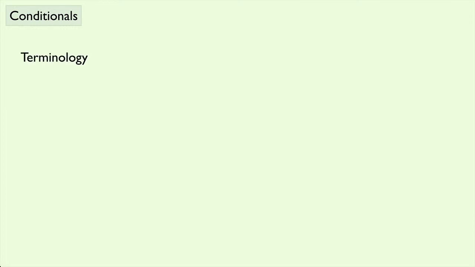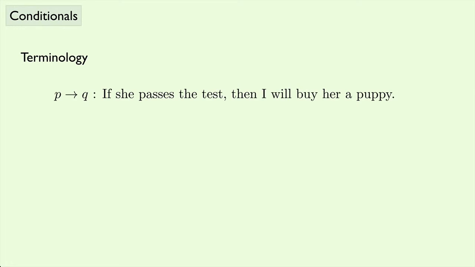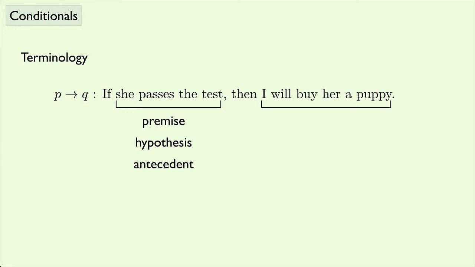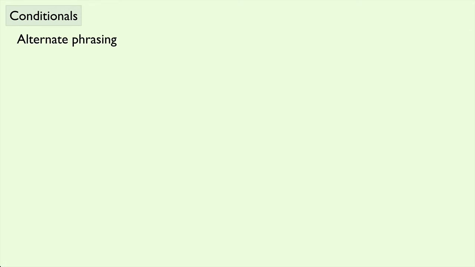There's some terminology that you should be aware of. Here is our sample sentence. The first part, "she passes the test," the thing represented by P, we call either the premise, the hypothesis, or the antecedent. And the thing represented by Q, "I will buy her a puppy," we call either the conclusion or the consequent.